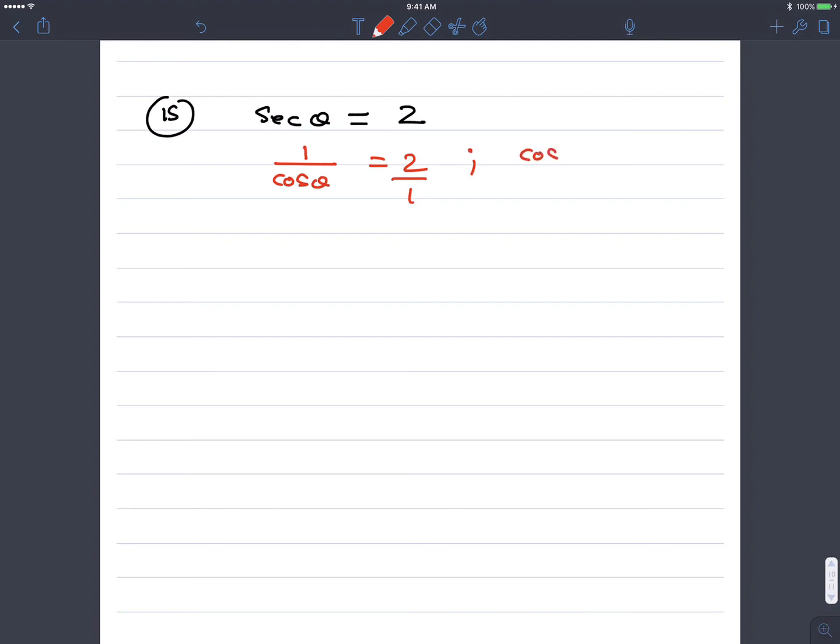Oh, you guys already know? That's good. Cosine theta is what? 1/2. Okay, I'm glad you guys know that. There's different ways you could deduce this, right? You got a proportion, cross multiply, solve for cosine, or just flip both of those fractions at the same time. So 1 over cosine is cosine, and then 2 over 1 is 1/2.